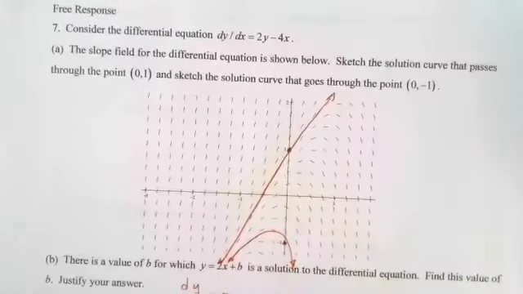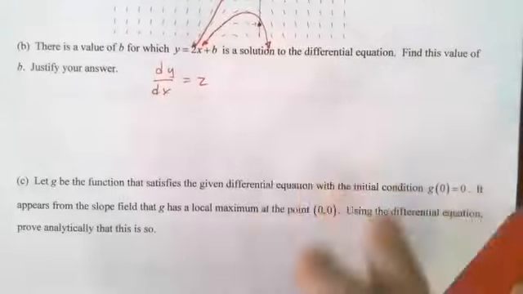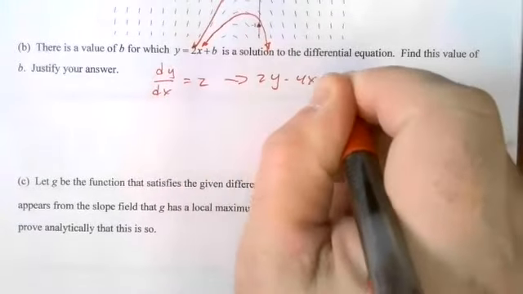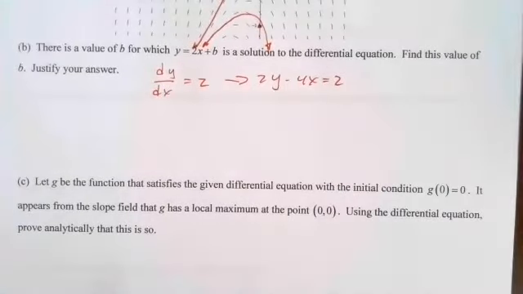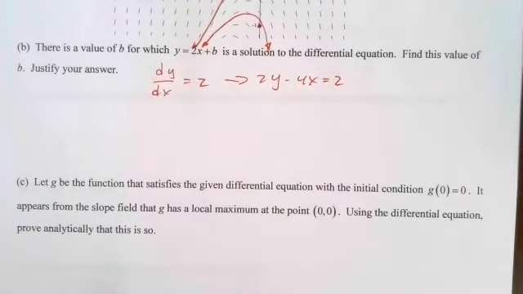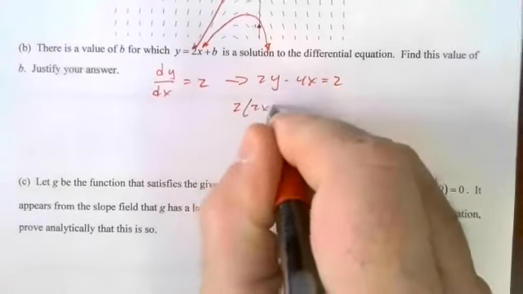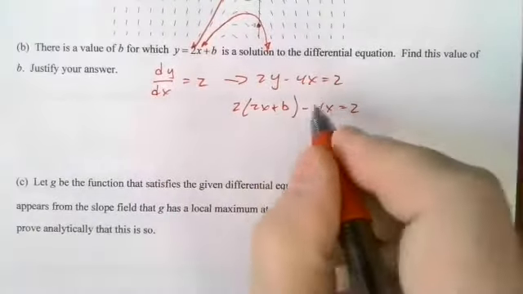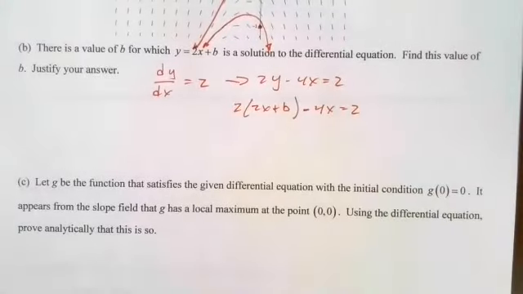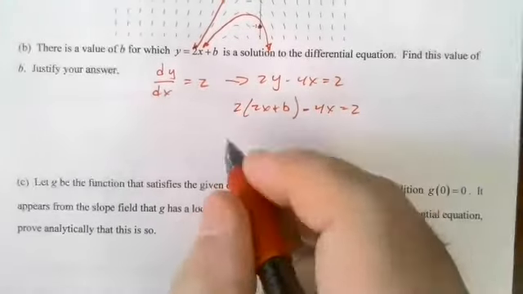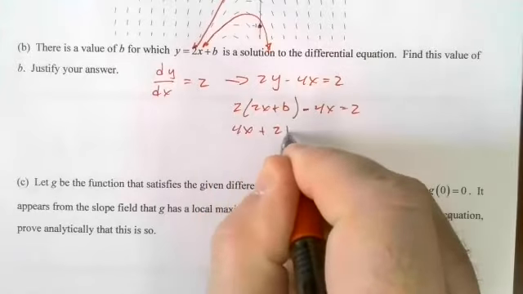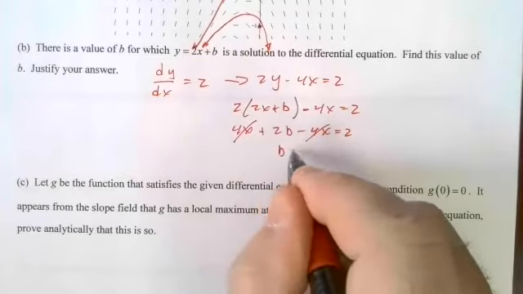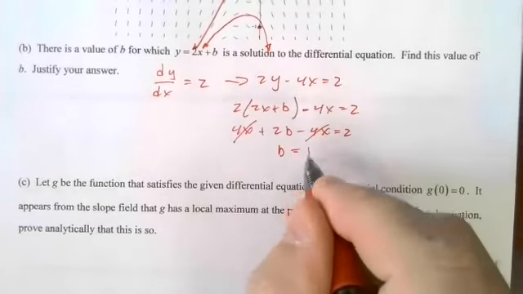All right, we go up here, we pull this. We say that 2y minus 4x has to equal 2. Sub in 2 times (2x plus b) minus 4x equals 2. I'm bothered. We've got 2 x's. How the heck are we going to handle that? Holy mackerel, we got lucky. b equals 1.